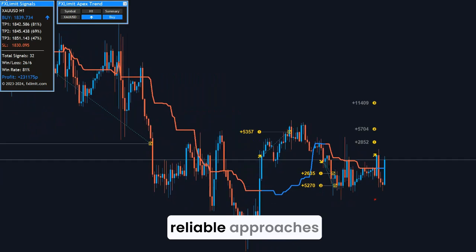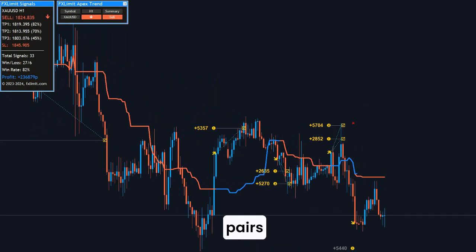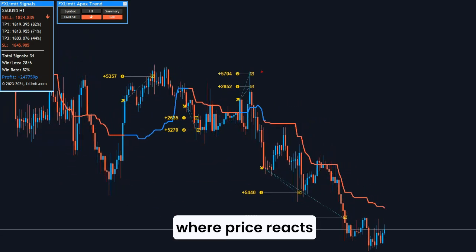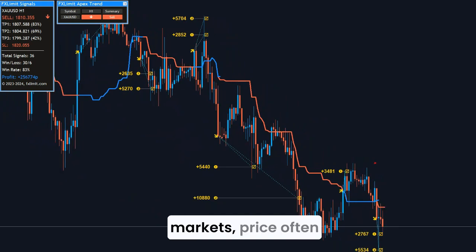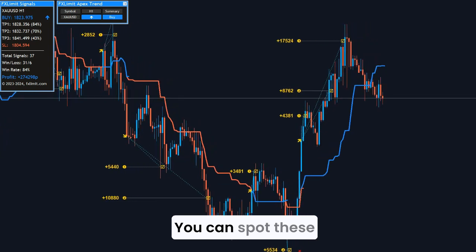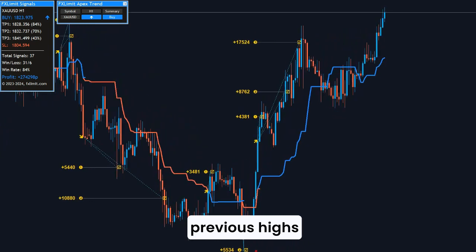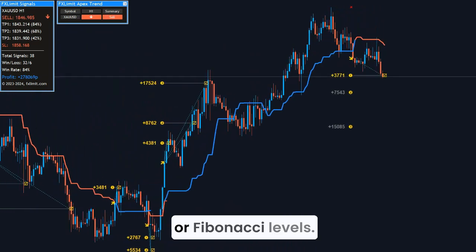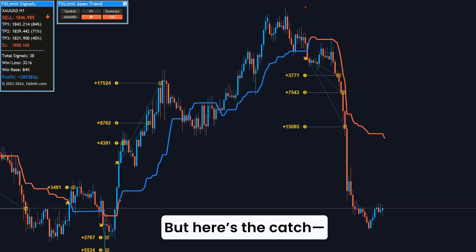One of the most reliable approaches for high volatility pairs is using support and resistance zones. These levels are where price reacts the most, and in volatile markets, price often accelerates when it breaks through key zones. You can spot these zones using previous highs and lows, or better yet, dynamic indicators like pivot points or Fibonacci levels. But here's the catch.